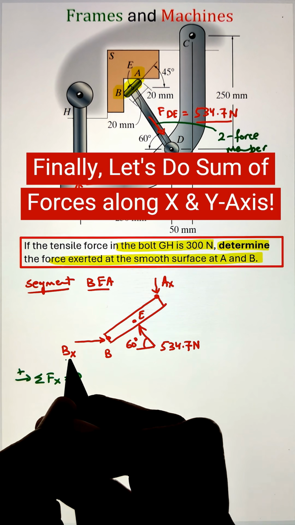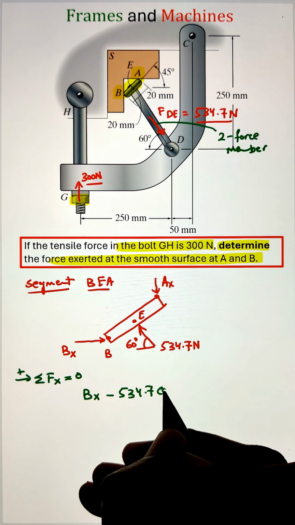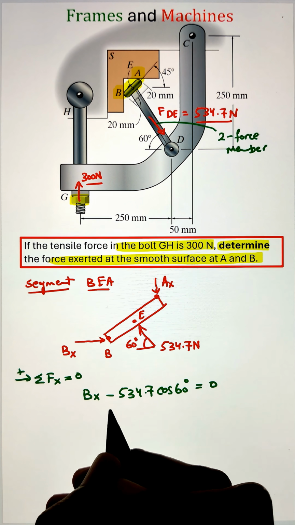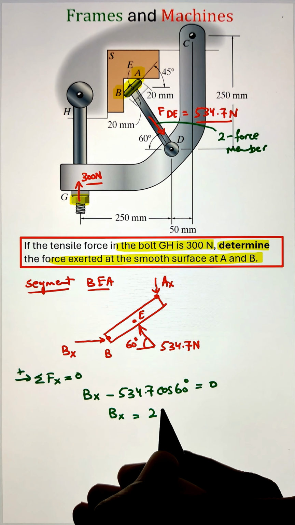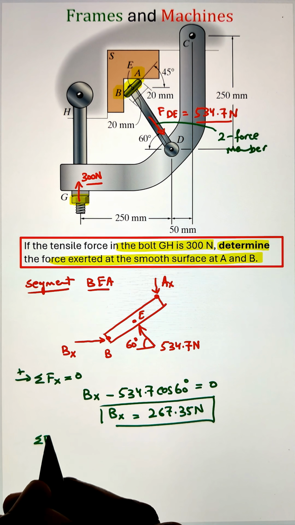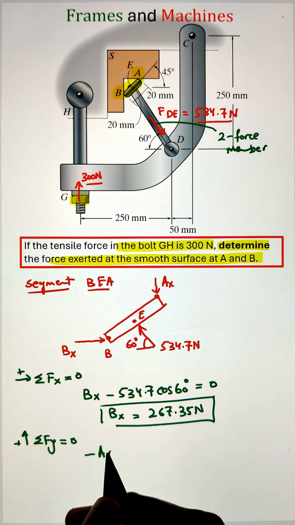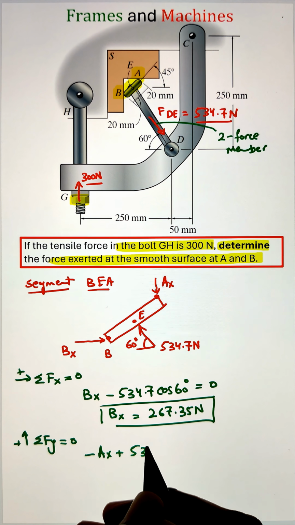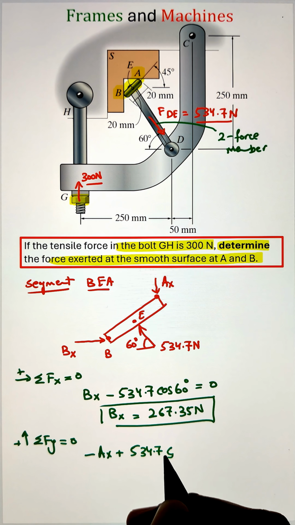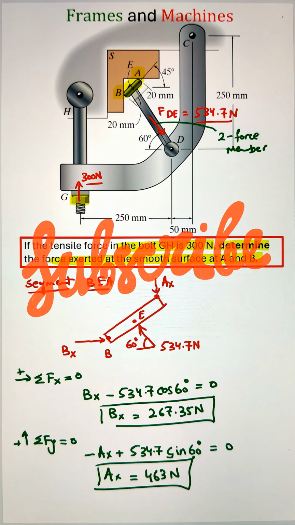Now, once we have the free body diagram, we can go ahead and start applying our equilibrium equation of summation of forces along the horizontal axis equals to 0. Simplifying, we get our value of Bx as 267.35 Newton, whereas applying summation of forces along the vertical y-axis equals to 0, and simplifying, we get the value of force exerted at the smooth surface at point A equals to 463 newtons.